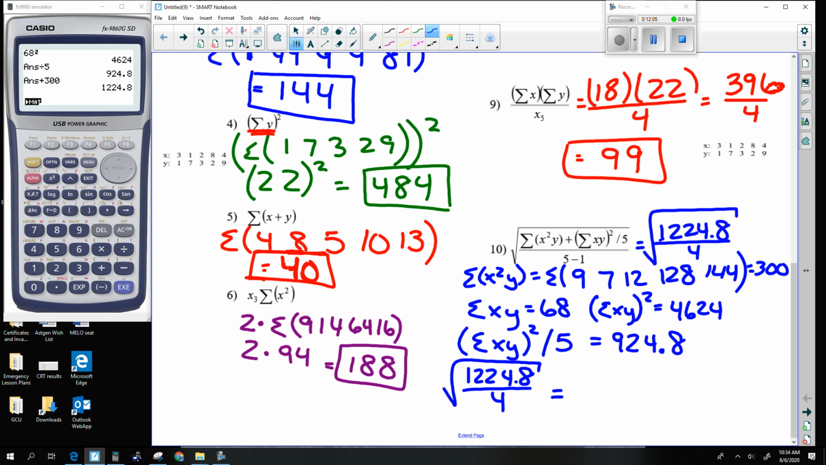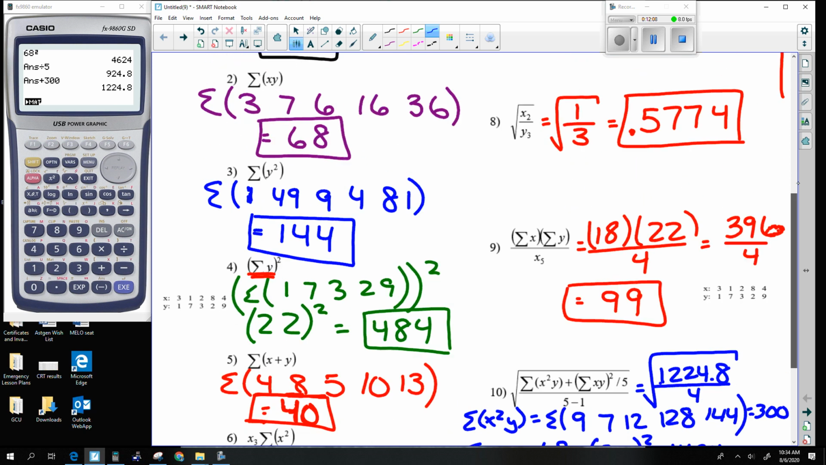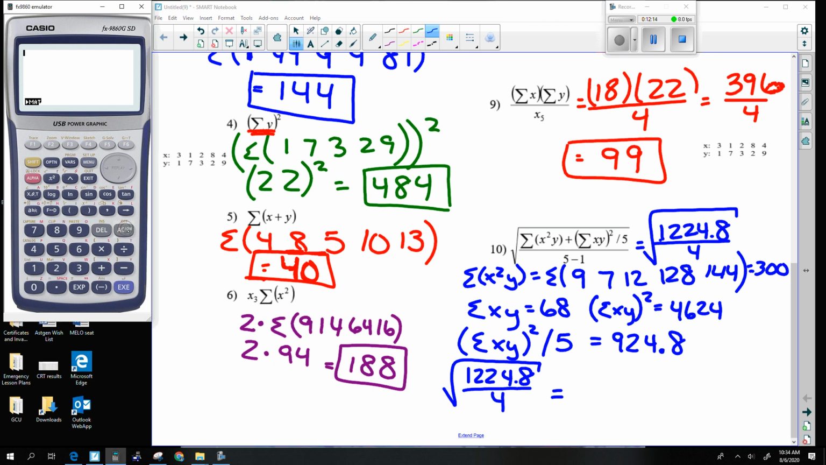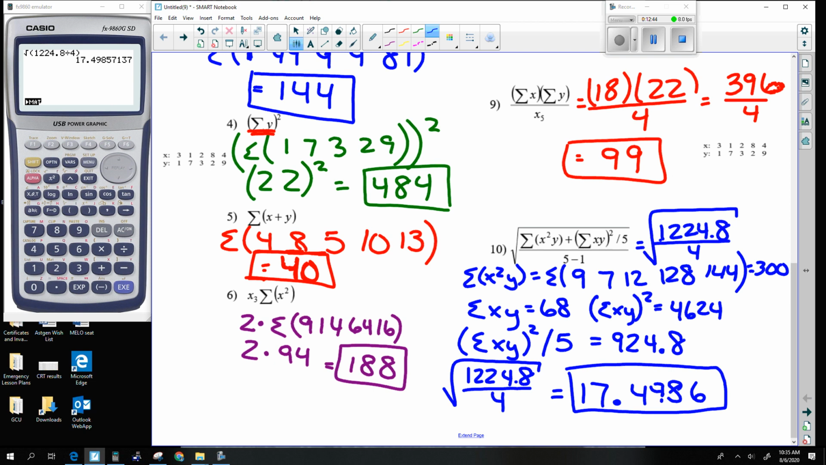Similarly to how I did number 8. So here we go. I have the square root of multiple things, like arithmetic is going on on the inside, so use parentheses. 1224.8 divided by 4, and that's what I want to square root, so I close the parentheses, and that should be it. 4986. Okay. Give it a try.